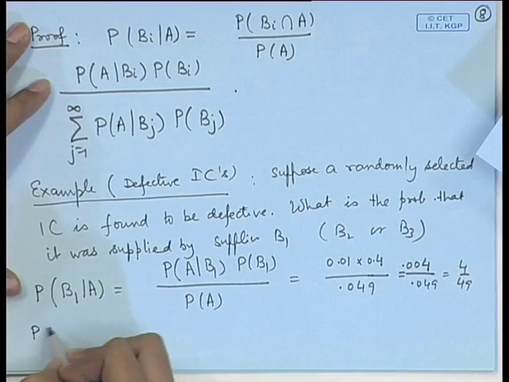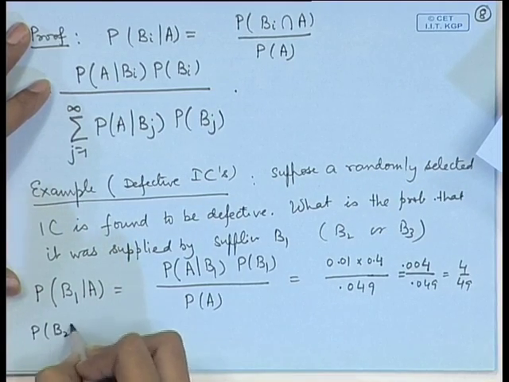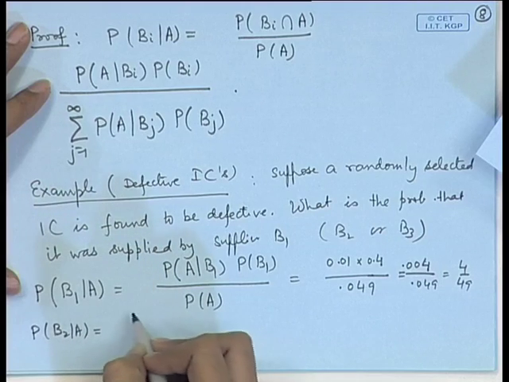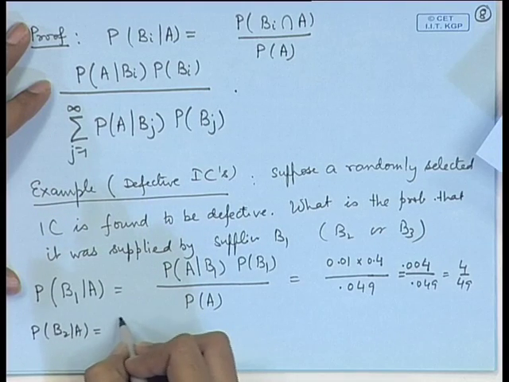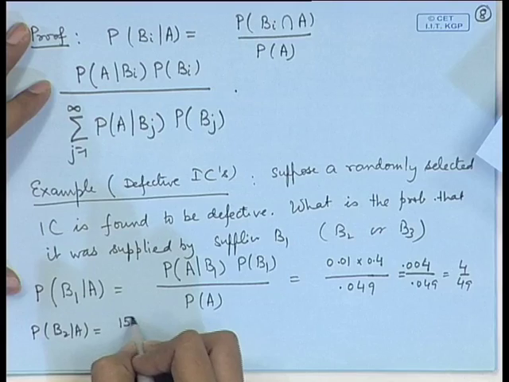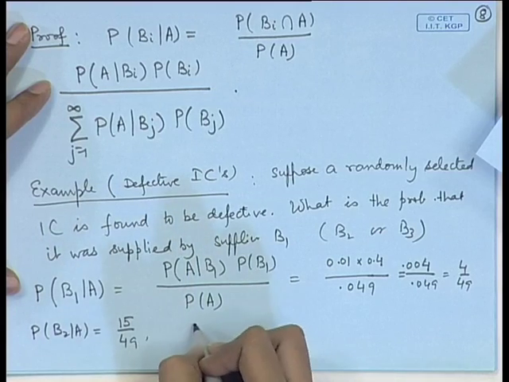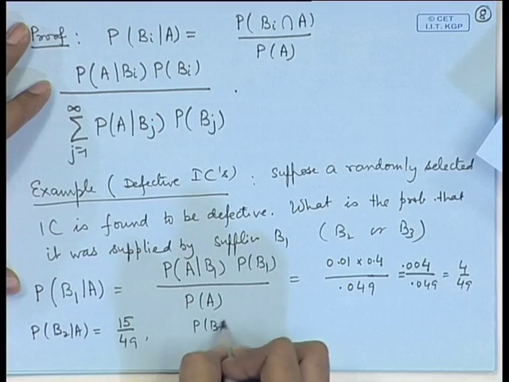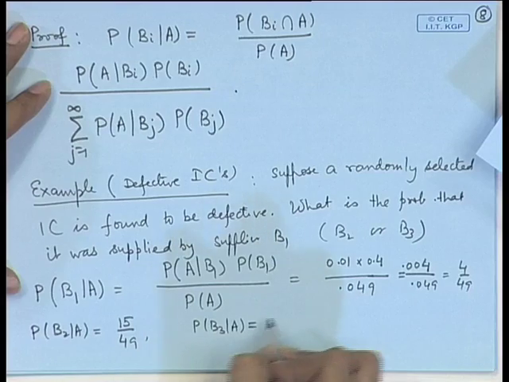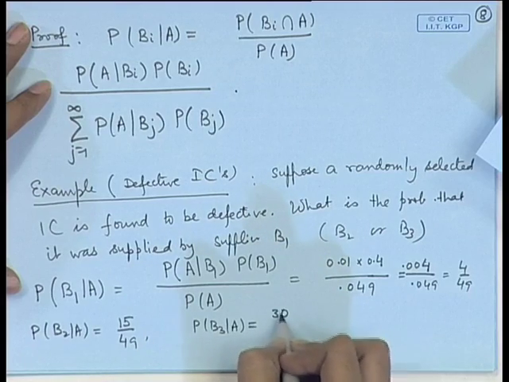If we look at probability of, say, B 2 given A, then in the same logic this will become equal to 15 by 49. If we calculate probability of, say, B 3 given A, then by the same logic it will become 30 by 49.